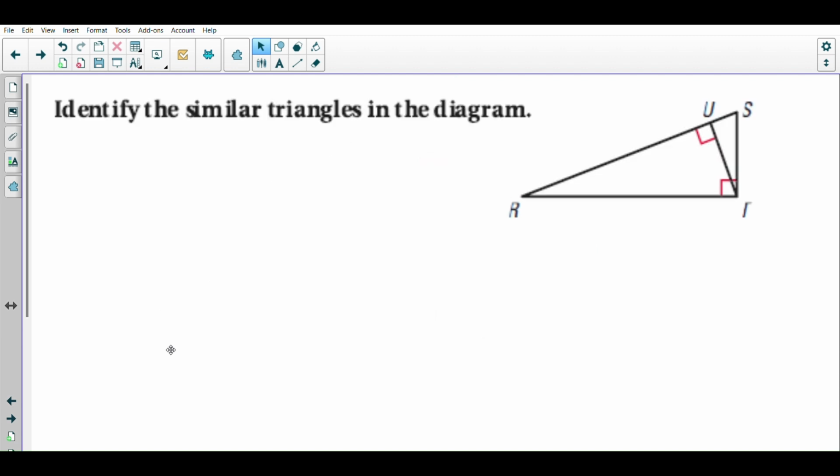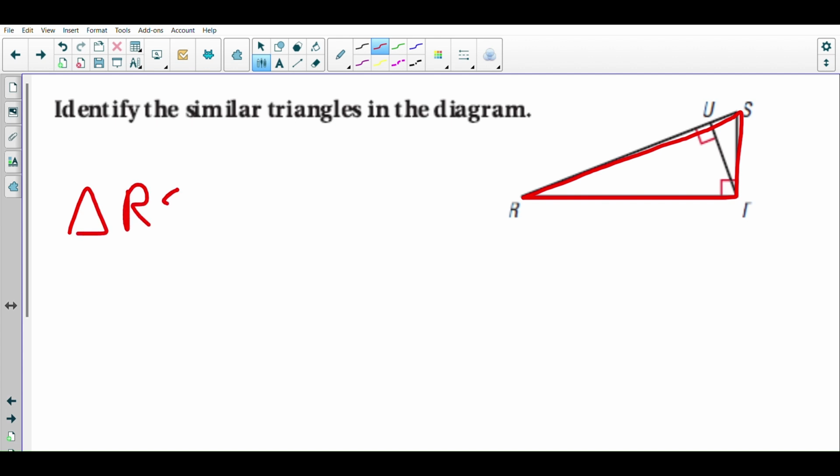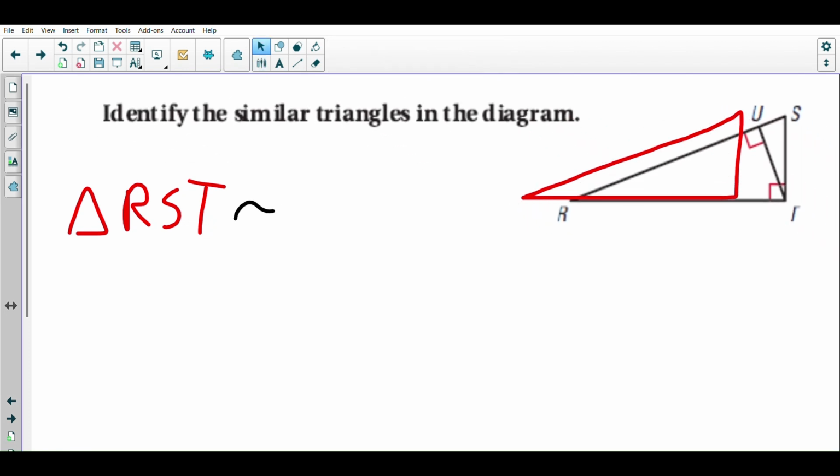So let's identify the similar triangles. First, we have the big triangle, and I'm going to highlight that in red. So we have triangle RST. The way I'm writing this is that I'm putting the right angle last to help us identify. So let's move this here a little bit.